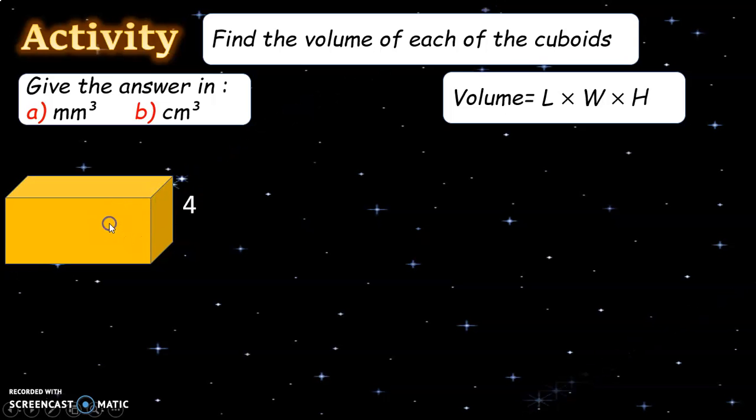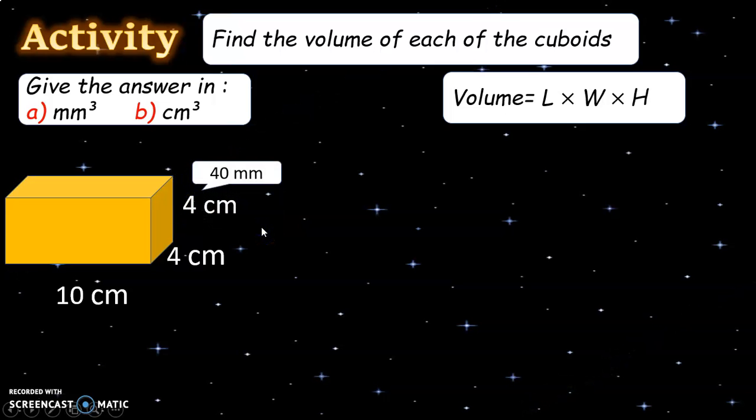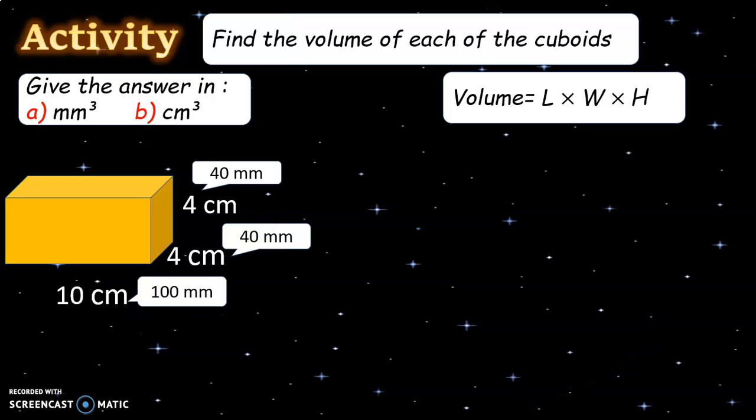This cuboid has a height of 4 centimeters, a width of 4 centimeters also, and a length of 10 centimeters. Since for the first one we need to get the millimeter cube, we need to change the unit, so we need to convert. We know that 4 centimeters is equal to 40 millimeters, and 10 centimeters is equal to 100 millimeters.